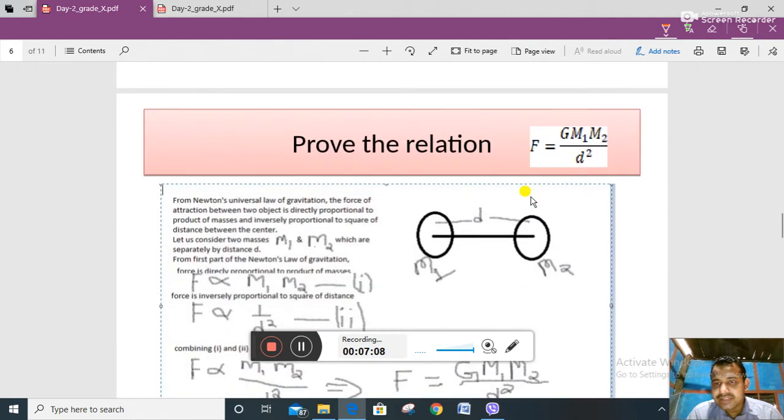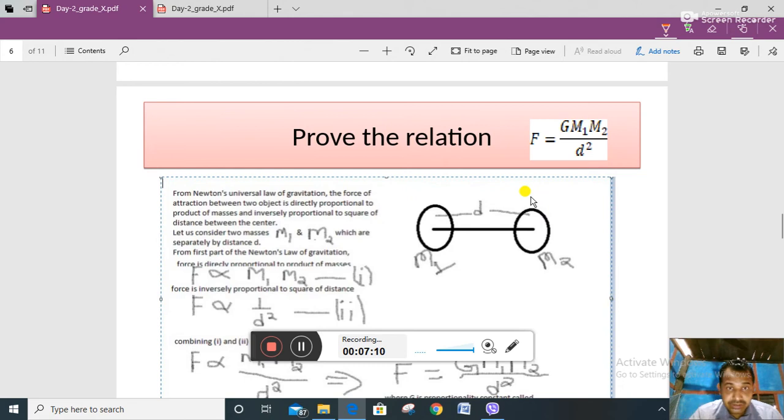Moving to the next slide, the question says: prove the relation F equals G m1 m2 by d square. To prove this relation we use Newton's universal law of gravitation. Just take two masses, and the separation distance between their centers. We should always measure from the center, and the distance is called d.